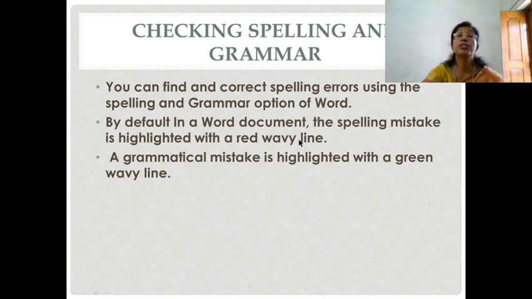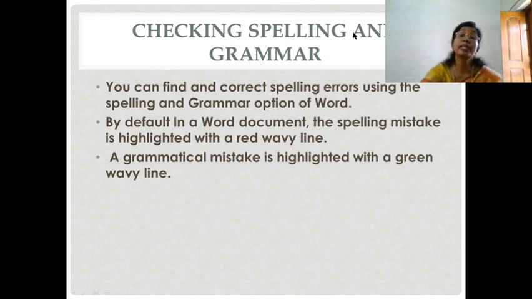By default, in a Word document, a spelling mistake is highlighted with a red wavy line. A grammatical mistake is highlighted with a green wavy line. You might have noticed this while using Word, red lines and green lines. So the red line is showing the spelling mistake and the green wavy line is showing a grammatical mistake.